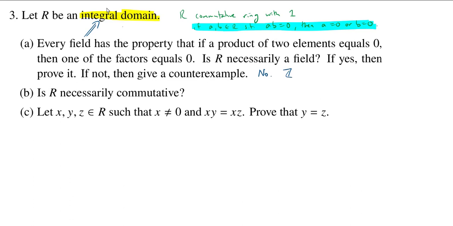The set of integers is an integral domain, but it's not a field. Why is it not a field? Well, to be a field, every non-zero element has to have an inverse in the ring you're talking about. So 2 is an element of Z, and 2 has no multiplicative inverse in Z. So there we go, the answer is no.